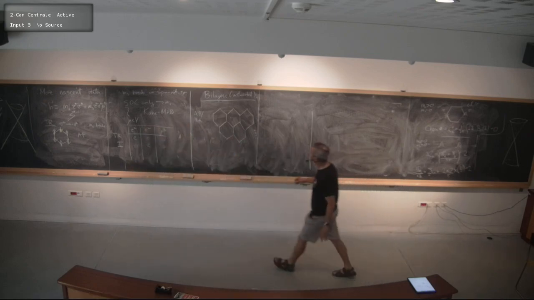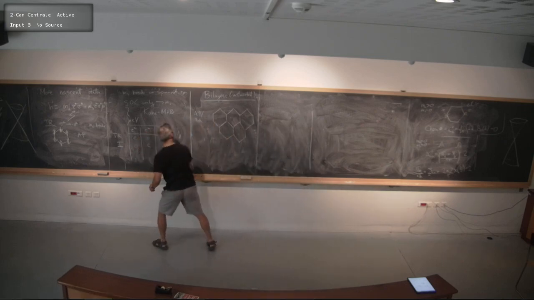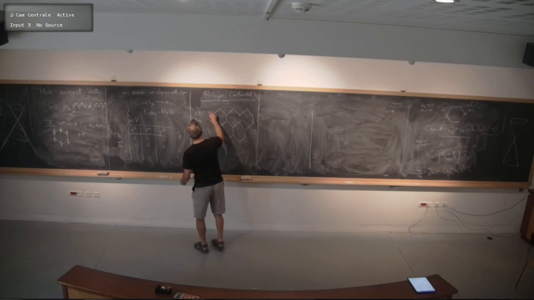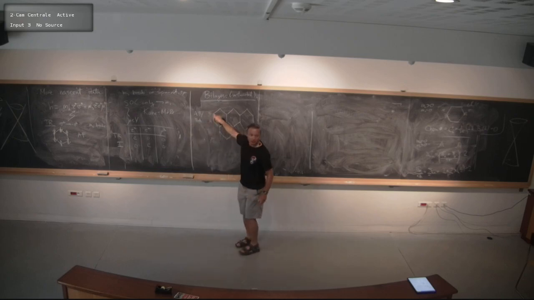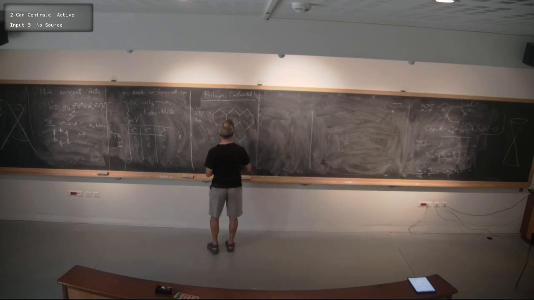So in my notations, I guess red is better. The bottom, this site is called an A site, and this is a B site. So one way we could do it, let me try to draw two of these next to each other.